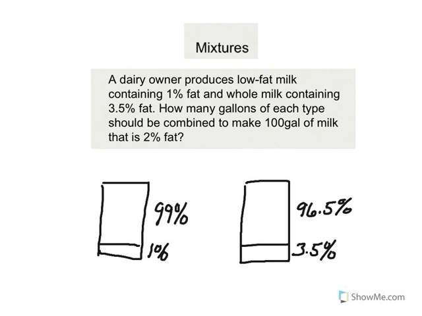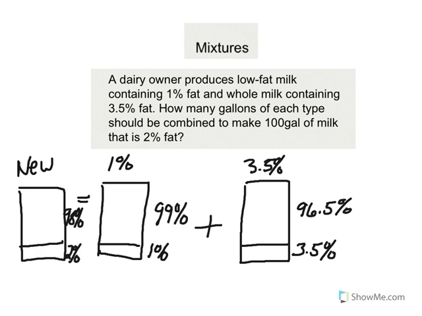So we have two containers of milk. We don't know how much milk is in those containers. In fact, for our purposes, we can assume that we have an infinite amount of each of those kinds of milk. And we're going to combine them together into a 100-gallon tank in order to make milk that is 2% fat. So we need one more container. So we're going to add some amount of 1% milk and some amount of 3.5% milk to get a new container that is 100 gallons of milk that is 2%.